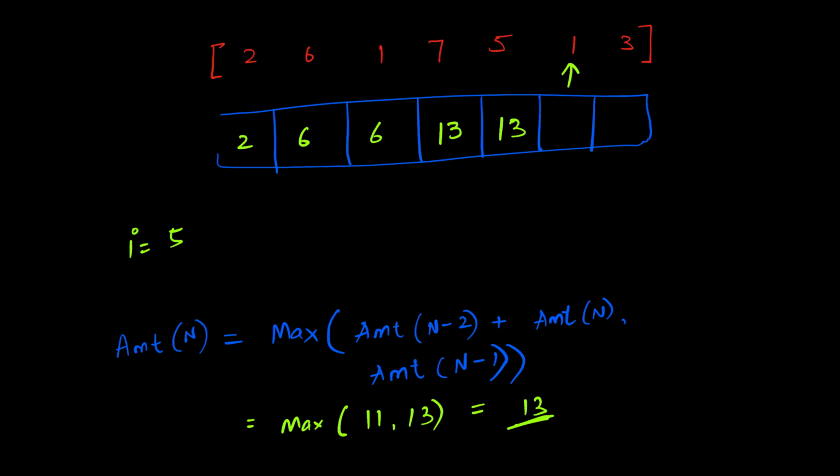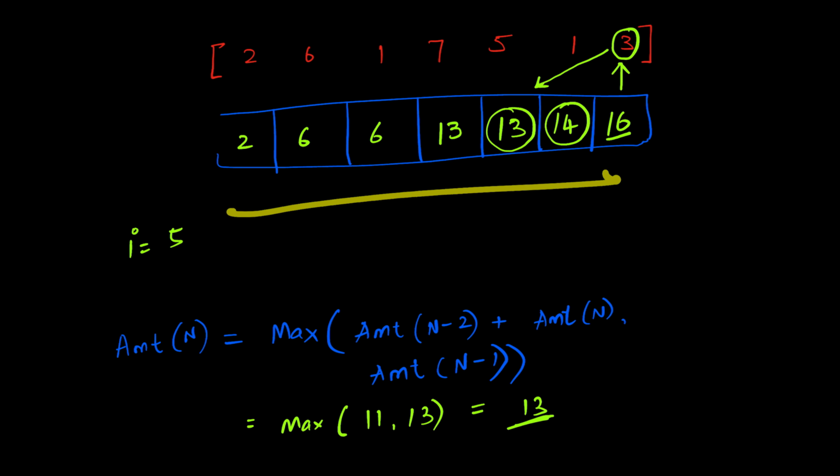Next element is 1, repeating the same process, comparing 1 plus 13 against 13, which is n minus 1. The total is 14, which is greater, so we'll save 14 in that position. Last but not the least, when value is 3, adding it with 13, that is n minus 2, the total is 16, which is greater than n minus 1. So we'll save 16 in the last position.